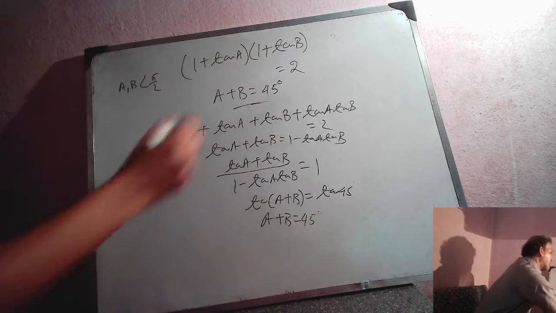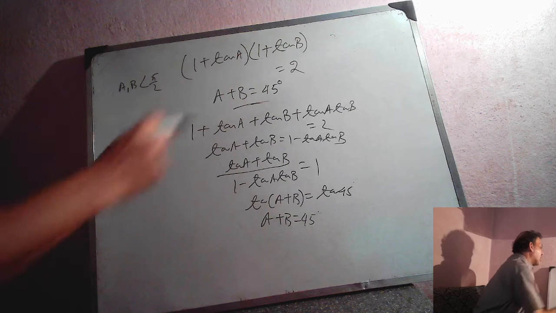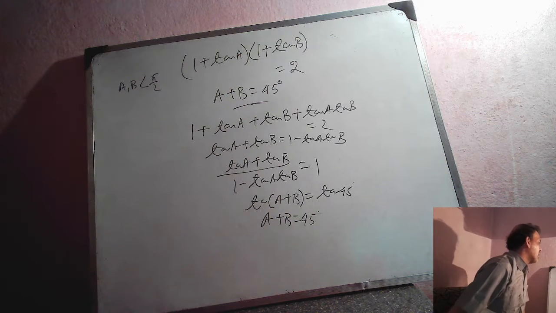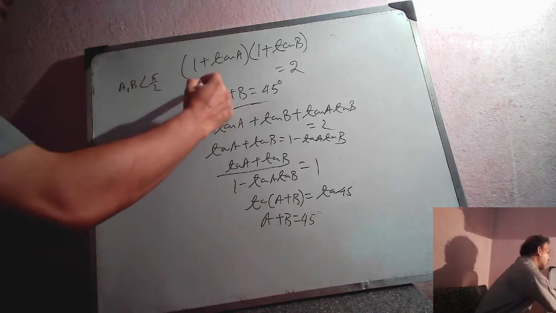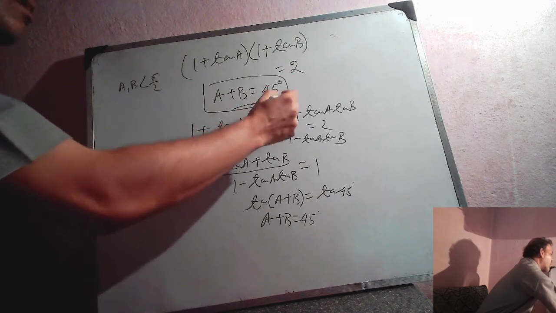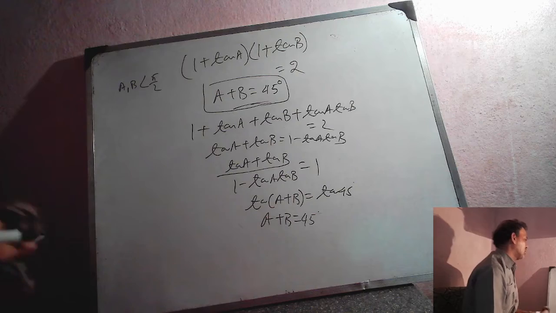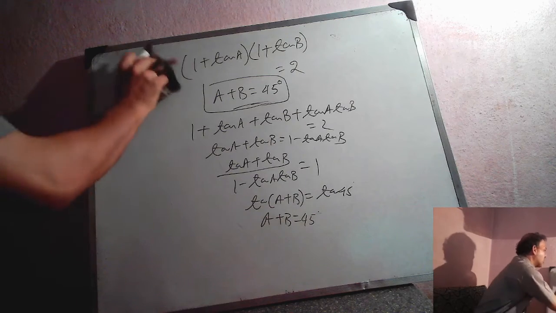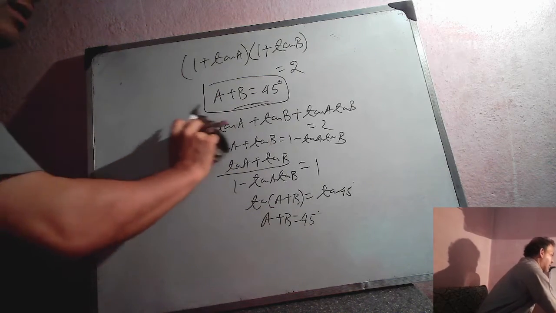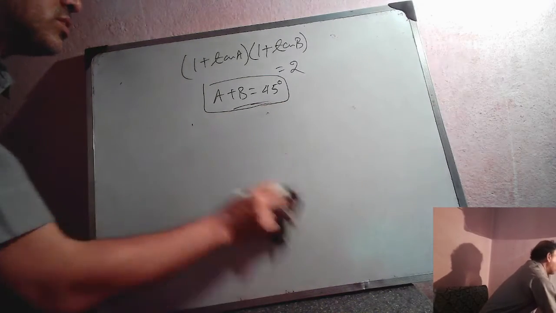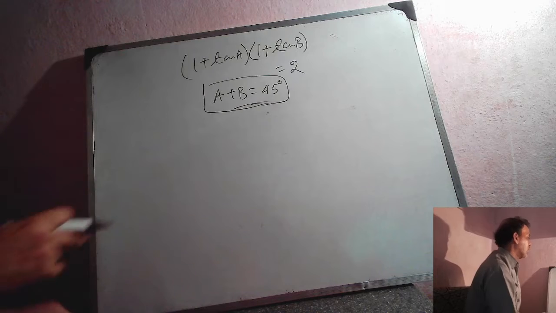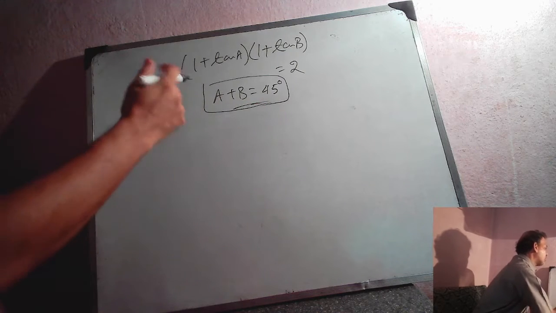So this is a very important trick. When it is given that (1 + tan A)(1 + tan B) = 2, then we can conclude A + B = 45 degrees. Recently, Railway has asked several questions of this type. Even SSC CGL asks this type of question.